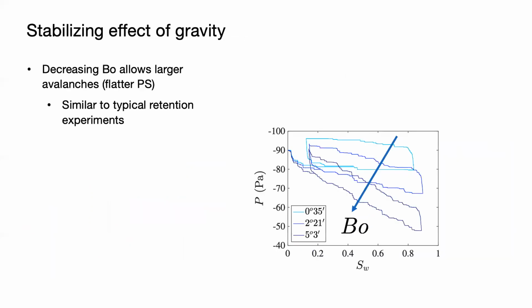We can also play with the effect of gravity, or the bond number, by changing the tilt of the cell. And as you would expect, as you decrease the bond number, tilting the cell less and less, this is almost horizontal, you get much larger avalanches because gravity opposes the jumps, and a much flatter pressure saturation because these jumps in saturation are much stronger. With every small change of pressure, you sweep almost the entire cell.